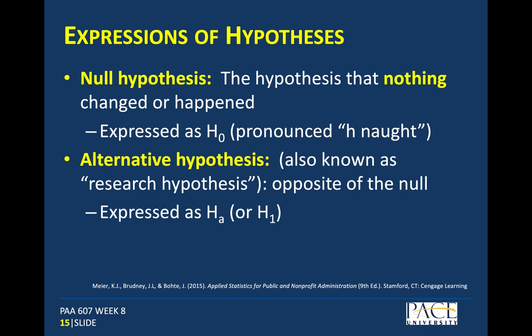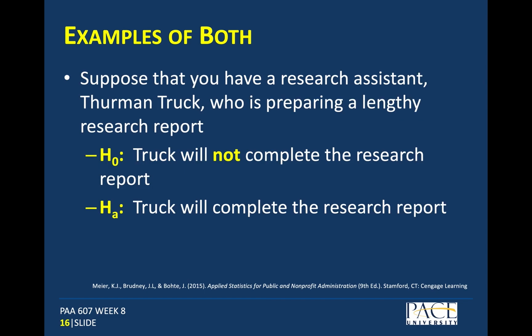Now, so let's do some examples here. So for example, let's say that you have a research assistant. His name is Thurman Truck. Well, what an exciting name. So good old Thurman Truck is preparing a lengthy research report. So let's say we want to write hypotheses about this. Well, first we need to write a null hypothesis. This is the nothing happening hypothesis. Again, this is very important to remember. The null hypothesis is the nothing happening hypothesis. So in this case, Thurman Truck will not complete the research report. Will not. And then the alternative hypothesis is just the opposite of that.